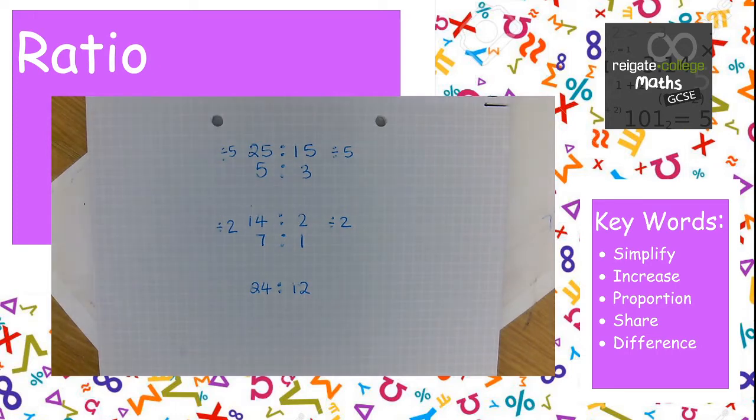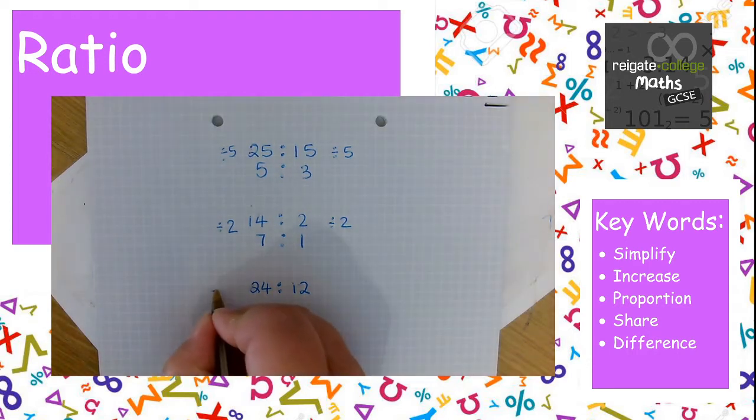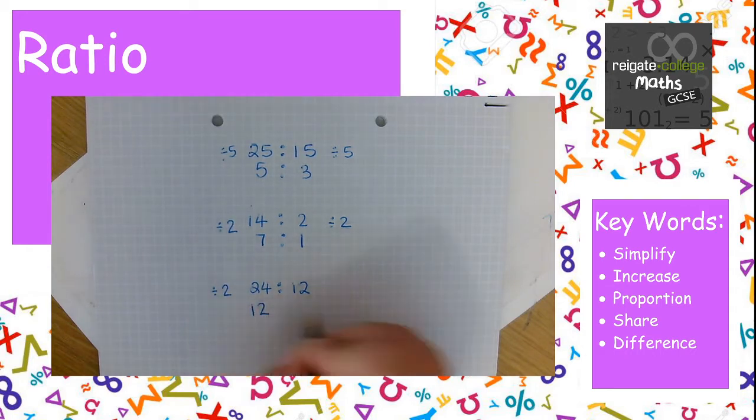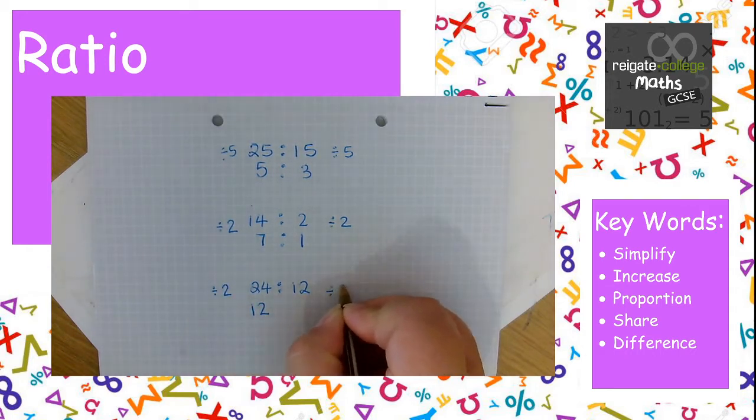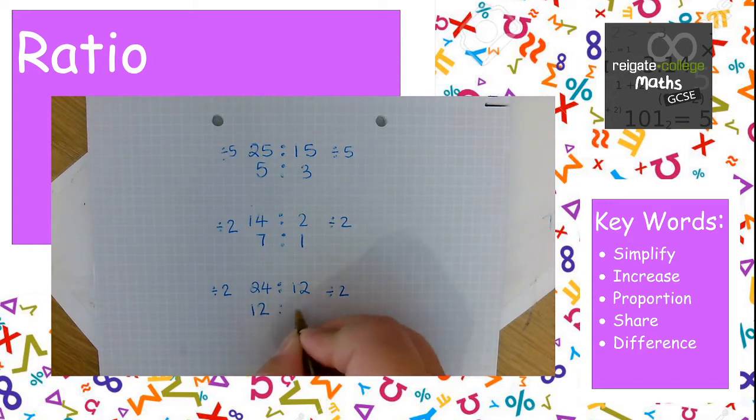In my third ratio, I'm going to divide both sides by 2. I've chosen 2 because they're both even numbers. Dividing 24 by 2, I get 12. And dividing 12 by 2, I get 6. Now, although I have simplified that ratio, it's not in its simplest form, so that means I can go even further.